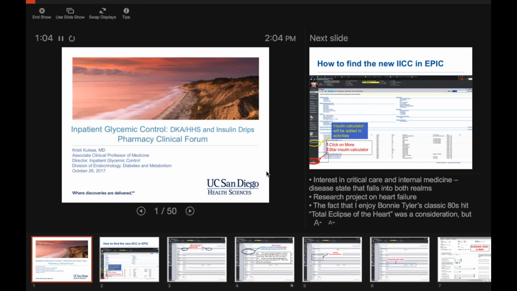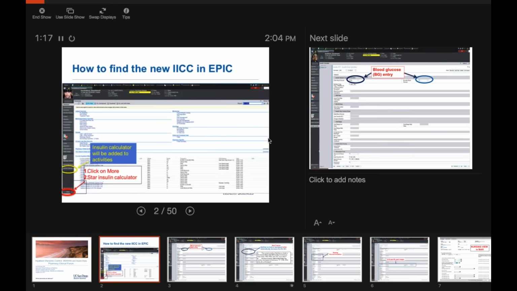DKA and the insulin drip. So we are new to our Epic insulin infusion computer calculator. I've heard from a couple of people that they wanted a little bit of a refresher. So here it is. How do you find it? I've heard a couple of people, pharmacists, unable to find the calculator.